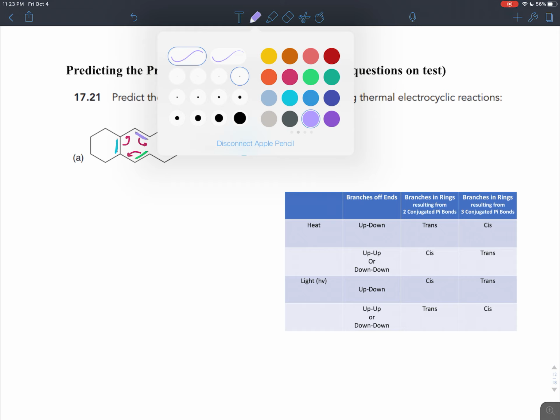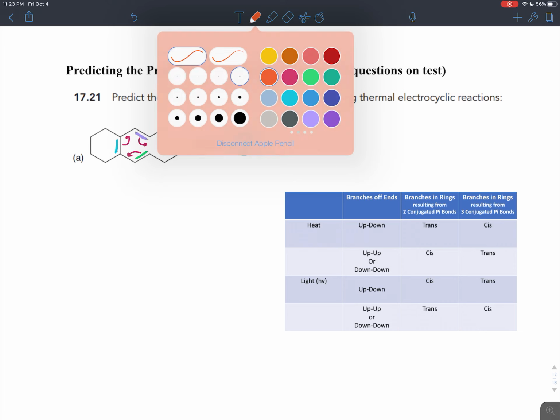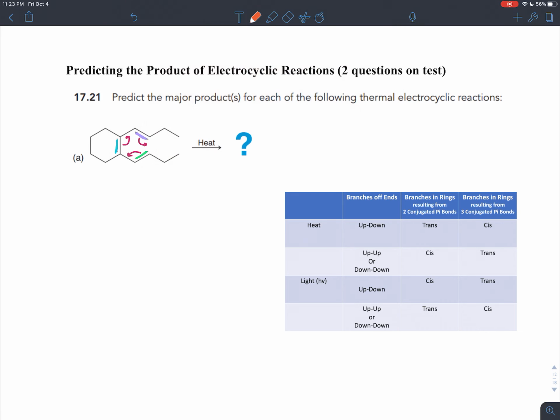So I'm also going to number these. Just in this 6-membered system, the conjugated pi system, that's what I want to number because that's where things are going to be changing. So first let's just draw the ring, and then we'll worry about these branches that are going to come off of the ring that's forming.